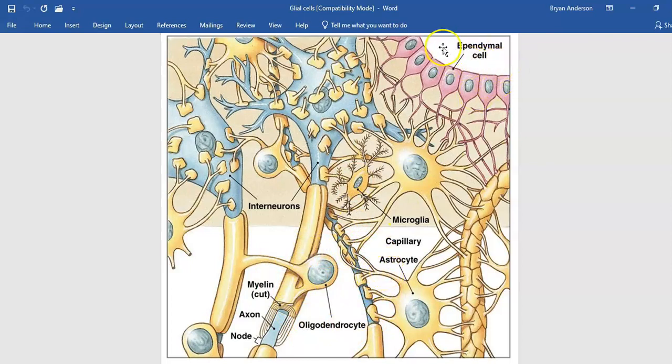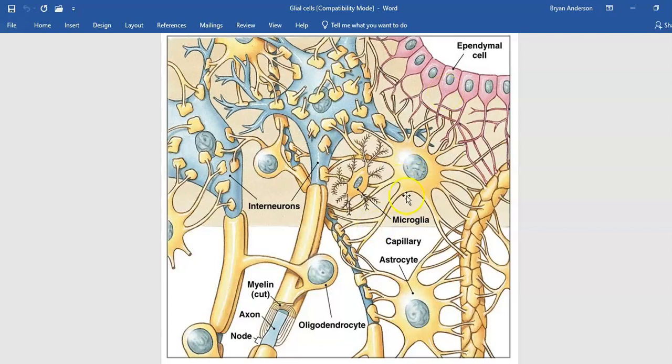Right here, this would be a space in your central nervous system, maybe down the center of your spinal column or the different spaces called ventricles in your brain. That's what we're trying to identify here. Ependymal cells, among other things, are going to produce cerebrospinal fluid, and that's going to play a big part in some things we'll talk about later. So anyway, let's look at these.